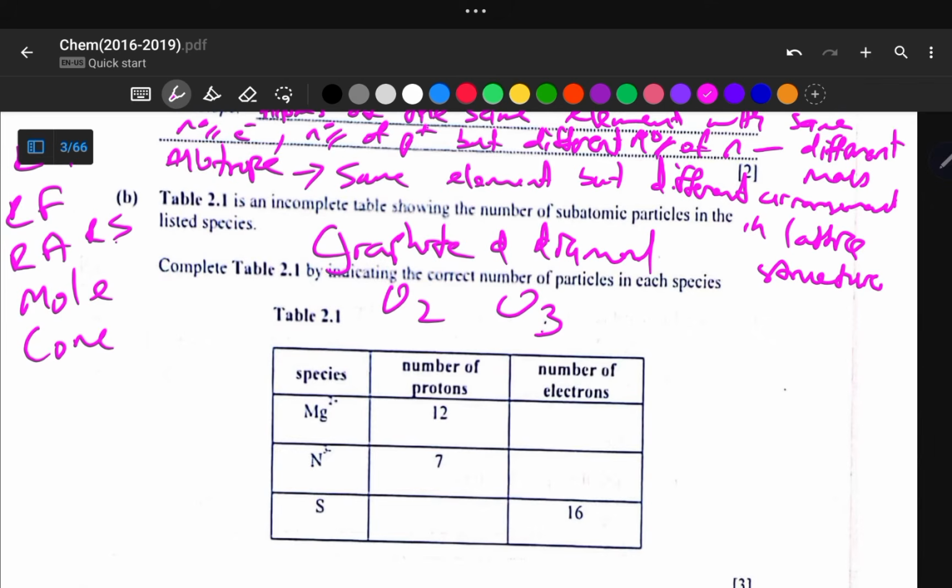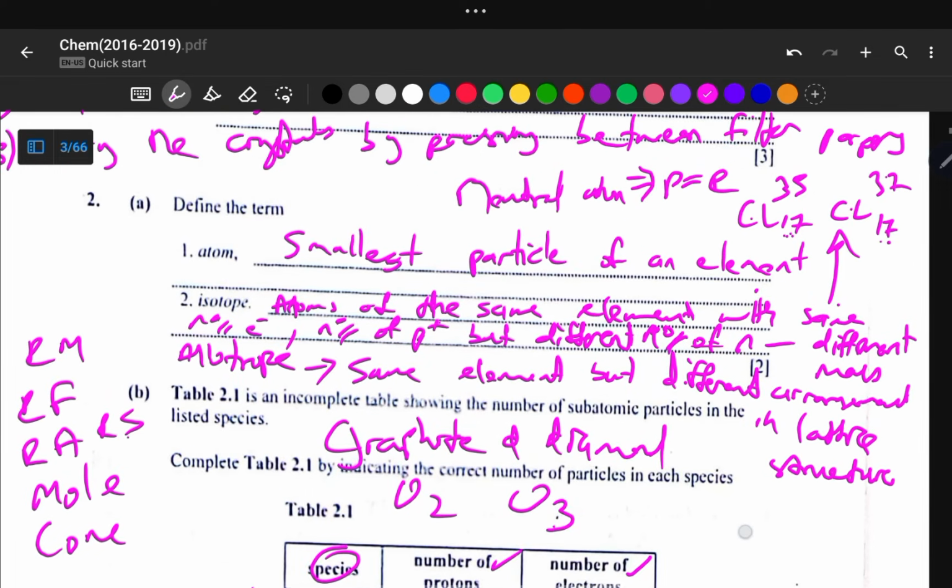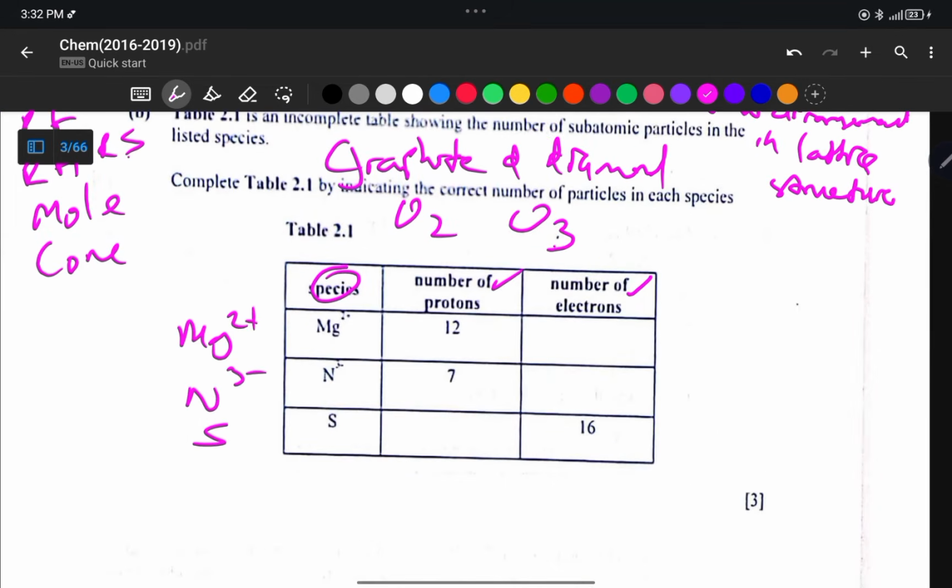We've got this table showing the number of protons, the number of neutrons, and the species. We've got the magnesium ion Mg2+, the nitride ion N3-, and the sulfur atom. As I've alluded to, for a neutral atom the number of protons is equal to the number of electrons, so for sulfur it is 16. Magnesium is a group 2 metal in period 3 with proton number 12. It loses 2 valence electrons to form the magnesium ion, so we subtract 2 from 12 to have 10.